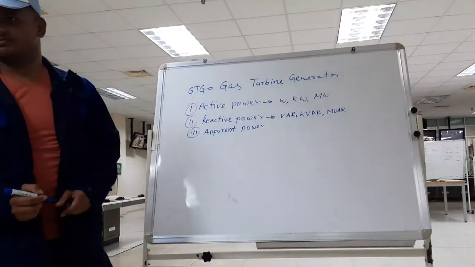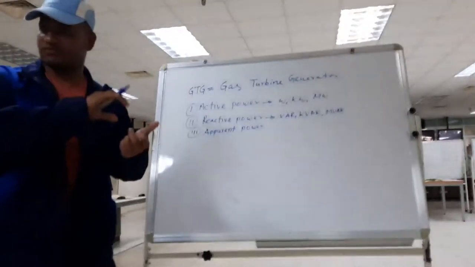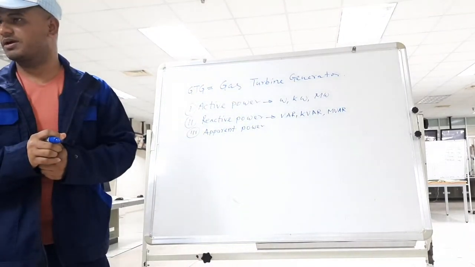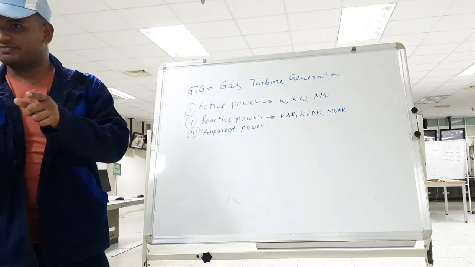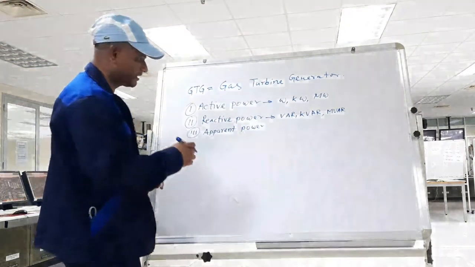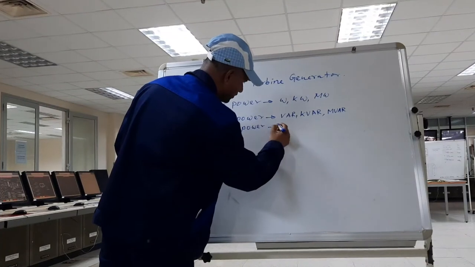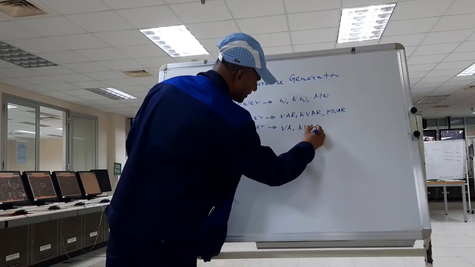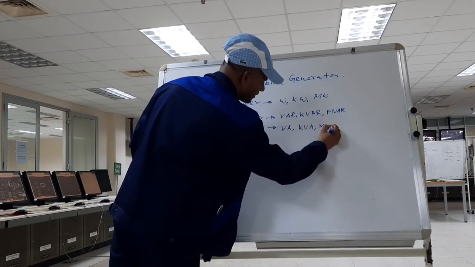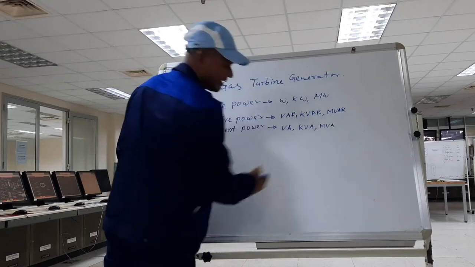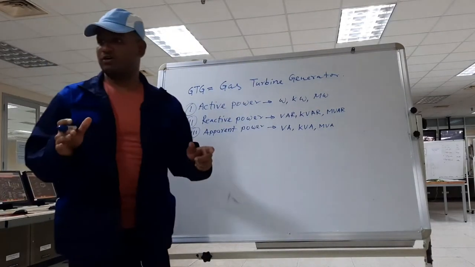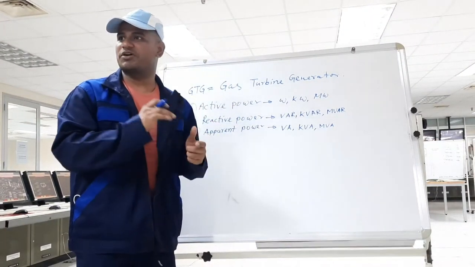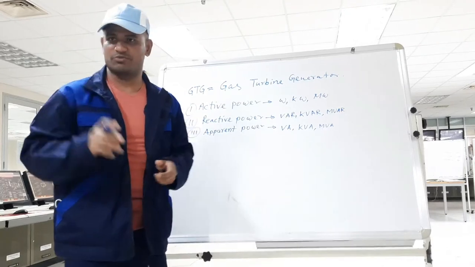Another is apparent power. So what is apparent power? The summation of active power and reactive power is called apparent power. Understand? Active plus reactive, both together are called apparent power. Units of apparent power: volt ampere, kilovolt ampere, and megavolt ampere. Okay. After this, clear? Now I will give one easy example for understanding active power, reactive power, and apparent power.